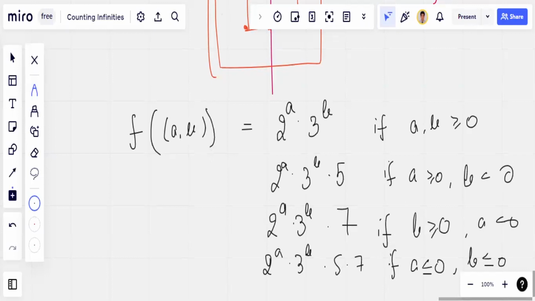Okay, for the person who joined late, I'll explain what countable and uncountable set means. Do you know what an injective function is?